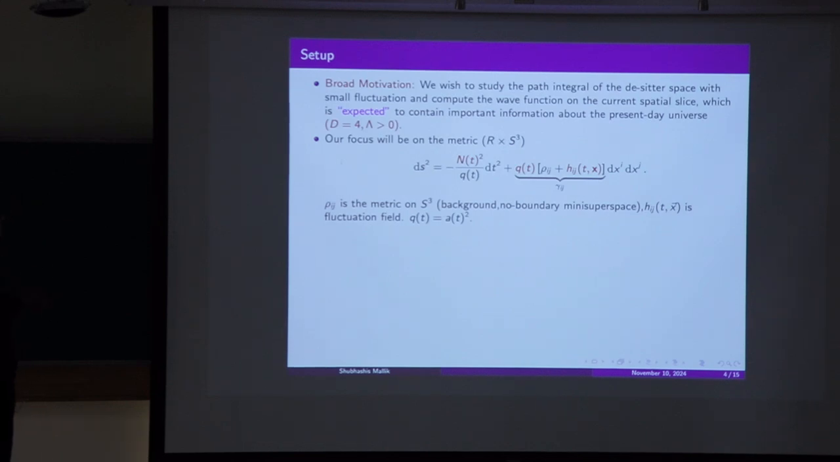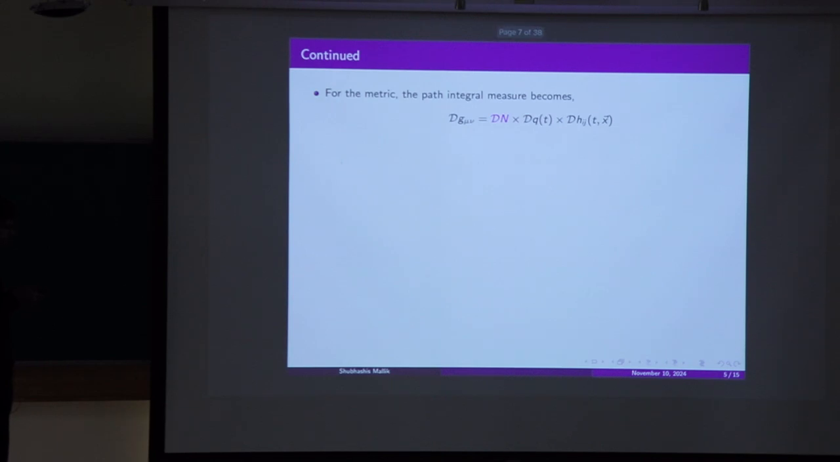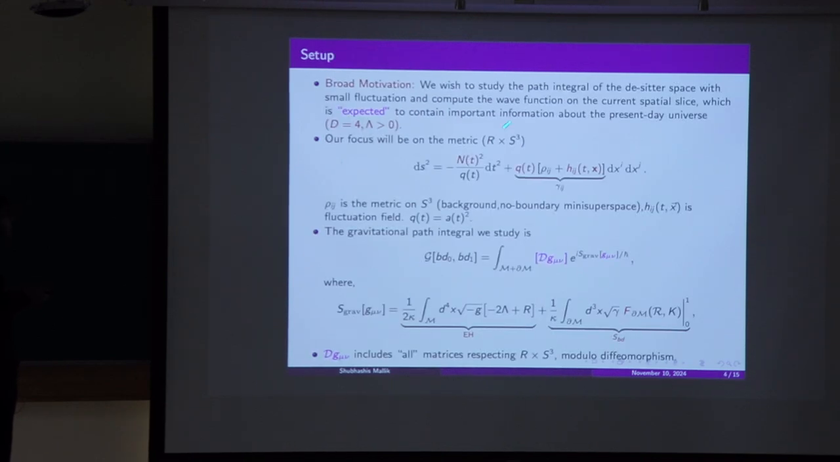So it has 3 variables, which is lapse N(t), q(t) the scale factor, and h_ij the fluctuation. We will take rho_ij to be the background metric, which is mini superspace, and S3. And the gravitational path integral we study is defined like any usual path integral summing over all geometries. And this G mu will include all metrics respecting this R cross S3 and modulo diffeomorphism.